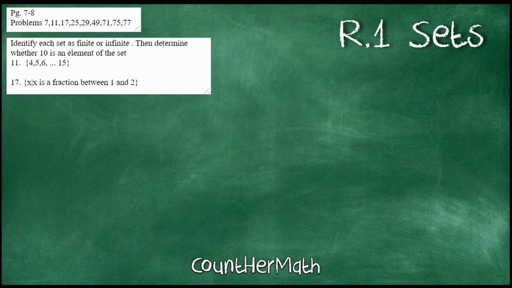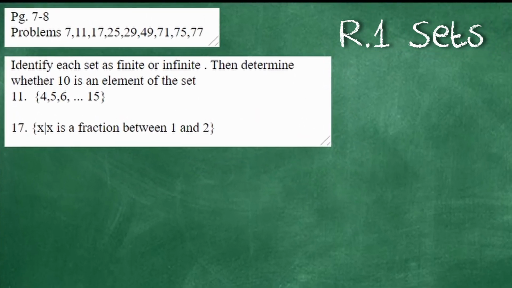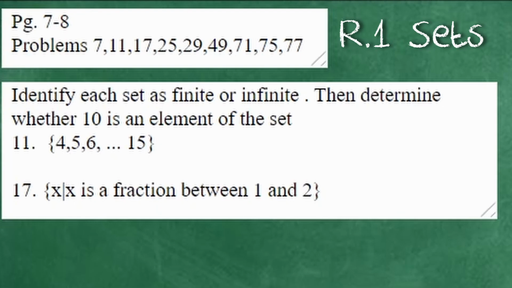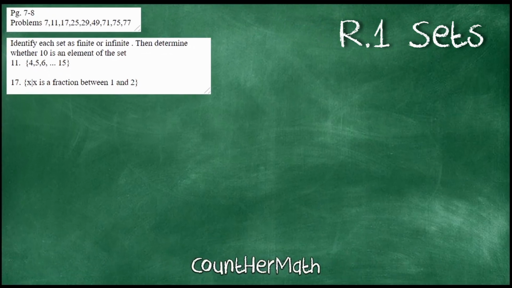Questions 11 and 17 follow the same instructions, asking us to identify each set as finite or infinite, and then determine whether 10 is an element of that set. And in question 11, our set is 4, 5, 6, continue that pattern up to 15. And we need to ask ourselves, is this an infinite set or is this a finite set? And the answer is that this set has an end. It does not end in an ellipsis, and it doesn't have fractions or anything, so this is a nice finite set.